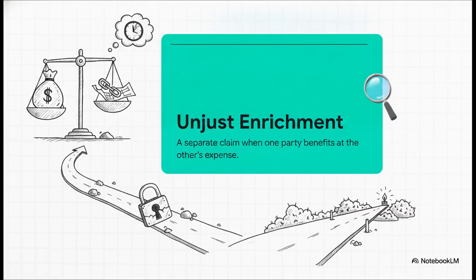Then we have unjust enrichment. This happens when someone gets a benefit at your expense and it would be totally unfair for them to keep it. Now, yes, if you lose your lien, you might still be able to sue the client for unjust enrichment or breach of contract, but it is a separate and honestly potentially much more difficult legal battle. It's definitely not an automatic fallback status that your expired lien simply transforms into.